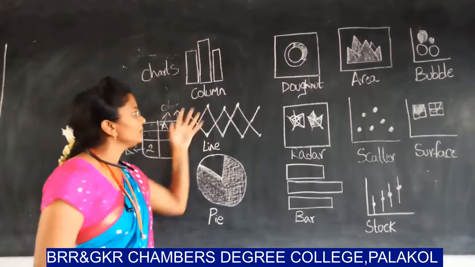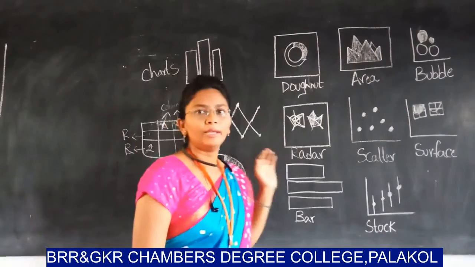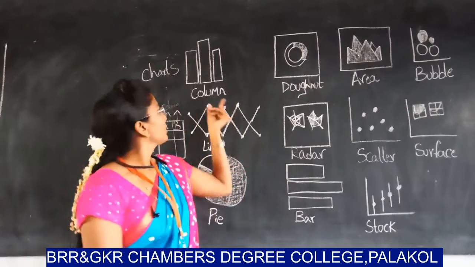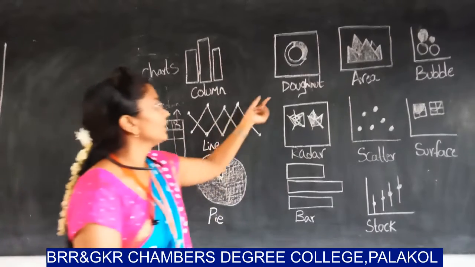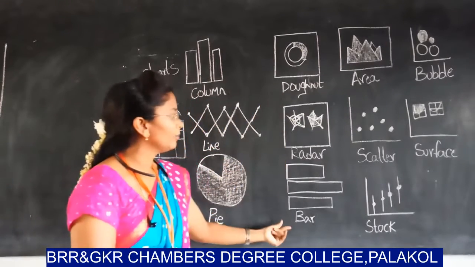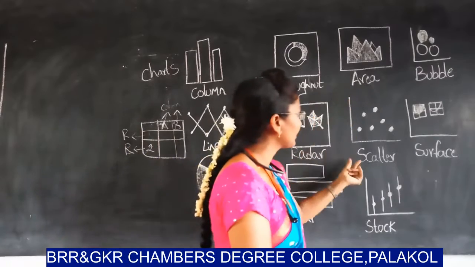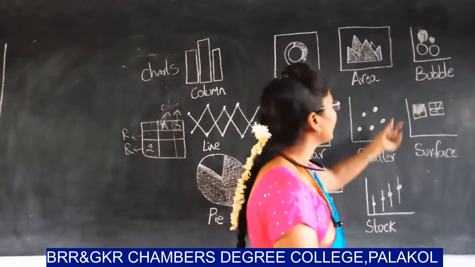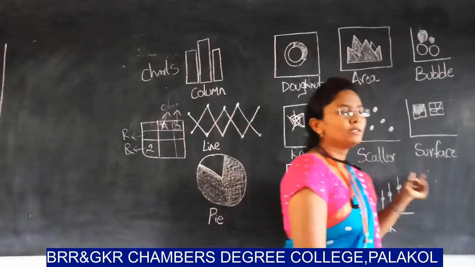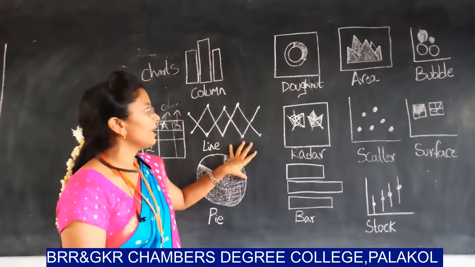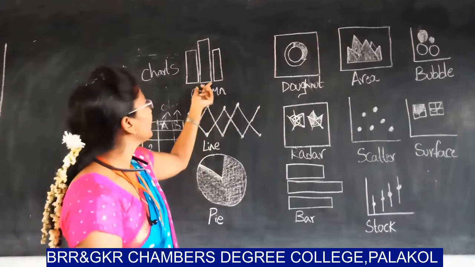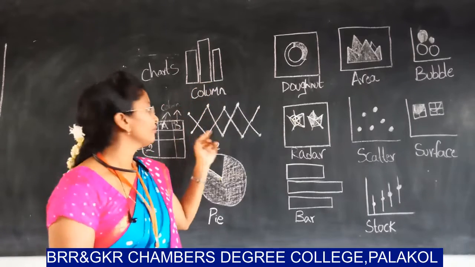Okay, these are the different charts available in Excel. First one is column chart, second is line chart, third is pie chart, doughnut chart, radar chart, bar chart, area chart, scatter chart, stock chart, bubble chart, and this is the surface chart. The way of representing the charts is available here. This is the way the column chart will appear on your screen.